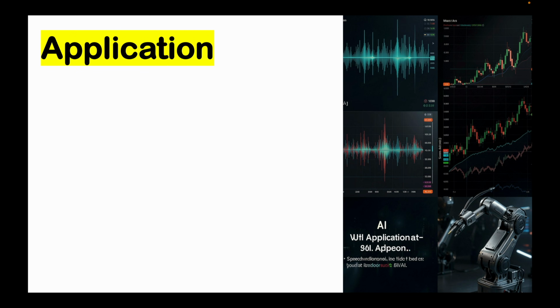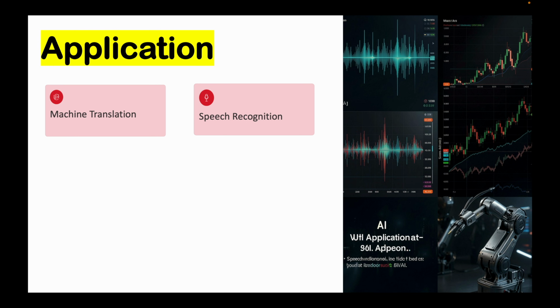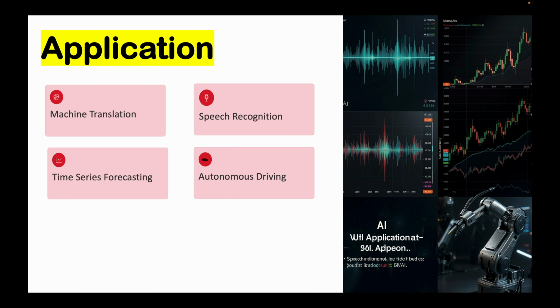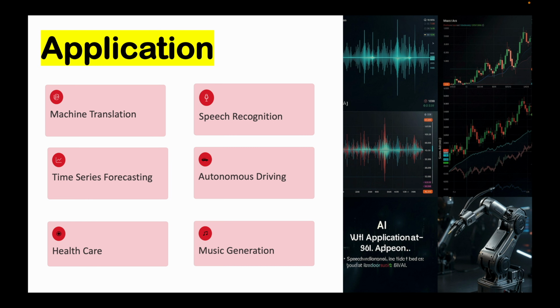Now, let's see the applications of LSTMs. Machine translation, such as text translation, text generation, sentiment analysis. Speech recognition, such as converting speech into text. Time series forecasting, for example, stock prices, sales trends, weather forecasting, and so on. Autonomous driving, trajectory prediction for surrounding vehicles and pedestrians. Healthcare, such as patient monitoring and disease prediction. Music generation, such as creating melodies and compositions. So these are some of the applications of LSTMs.